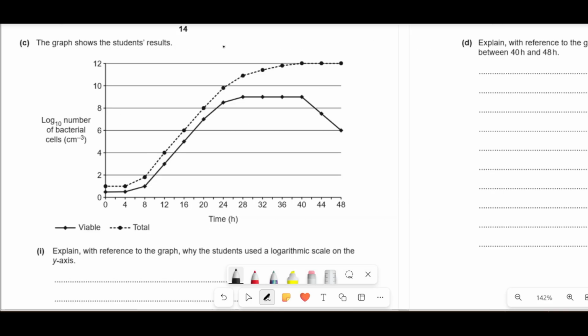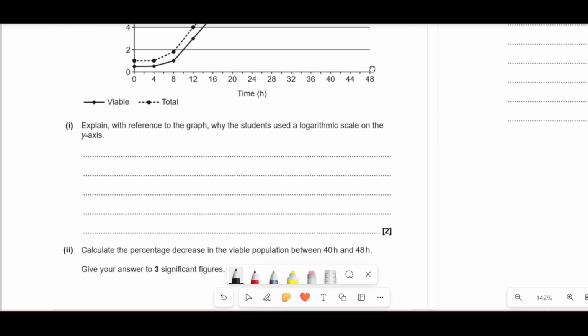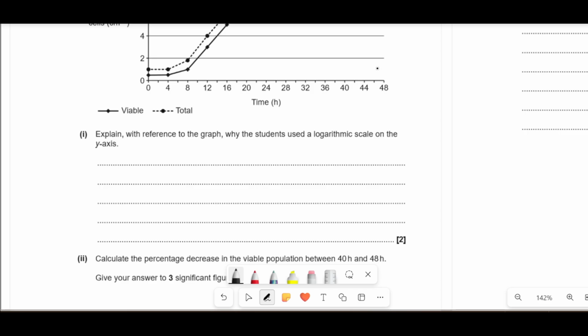So then it says the graph shows the students' results. I'm just going to have a quick look at what's going on here. So we've got viable and total. Total is the dotted line, and viable's over here. I can see here they're using a logarithmic scale as well, 2, 4, 6, 8, 10, and so forth. And that's time. Cool. So explain with reference to the graph why they use the logarithmic scale.